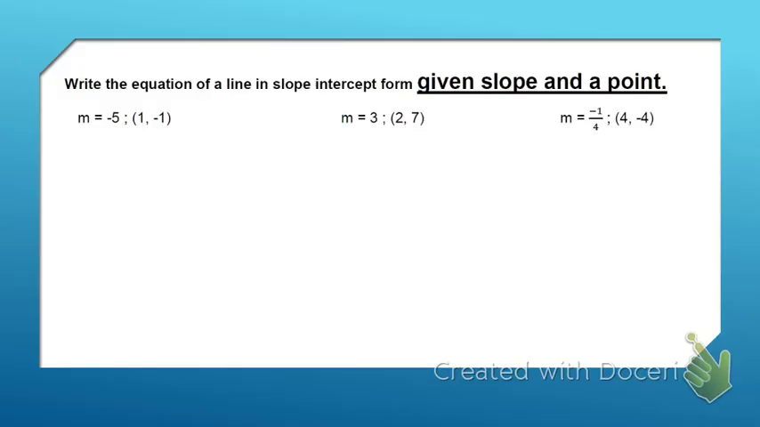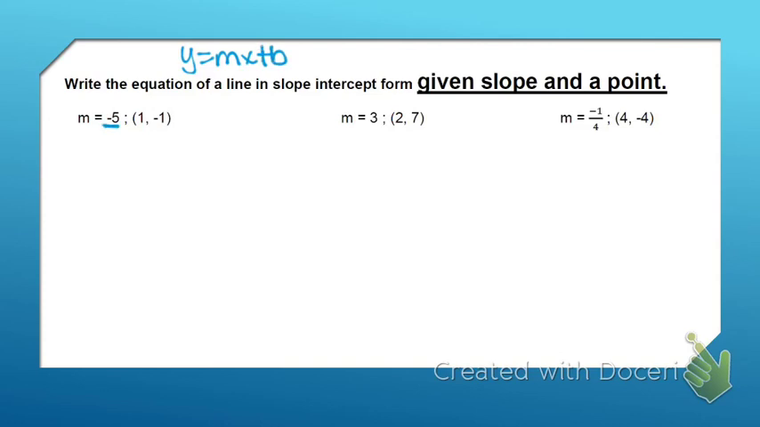Alright, so let's move on and let's look at when we're given the slope and a point. Some of you guys were actually doing this last week when you were finding your x or y-intercept when we were given slope and a point. So you can actually do this for that as well. We're going to take the base of our equation, y equals mx plus b, and we're just going to plug in again what we know.